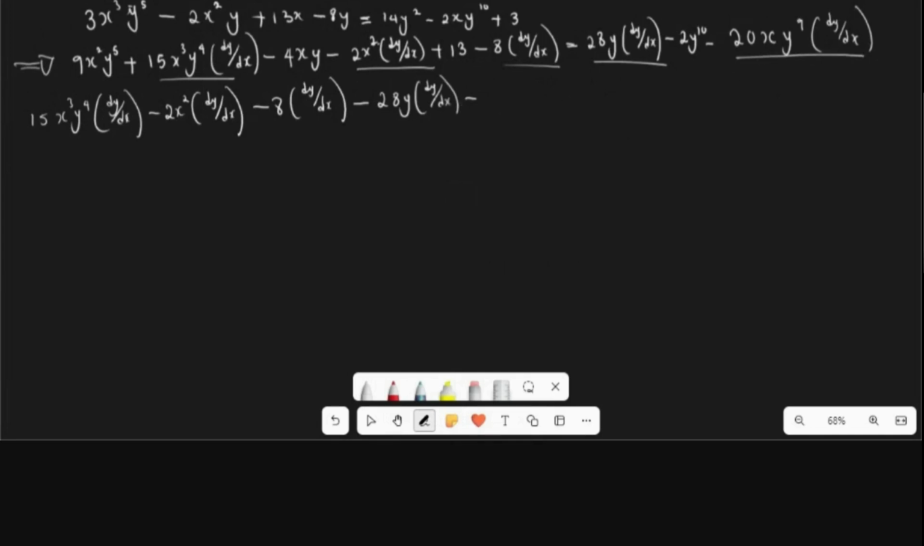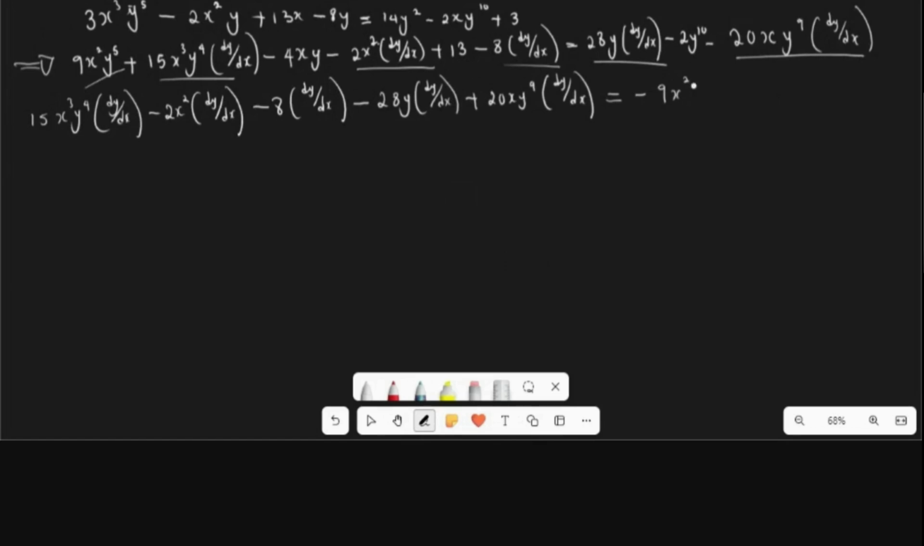And I'm going to take this one as well. So that is going to be a plus 20xy to the power of 9. Open my dy over dx, close. So now I can take this one now, checkmate. So this is equal to, what is the first positive? So let's have negative 9x squared.